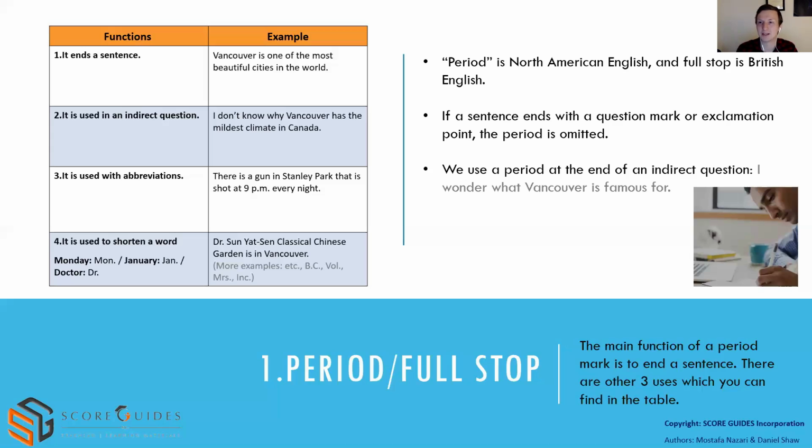If a sentence ends with a question mark or exclamation mark, the period is omitted. So if there's an exclamation point at the end of a sentence, we don't need a period, we don't need a full stop. And we use a period at the end of an indirect question. So, I wonder what Vancouver is famous for. So we can use it in an indirect question. We can also use a period or a full stop at the end of the sentence. So that's just a very quick overview on periods and full stops.